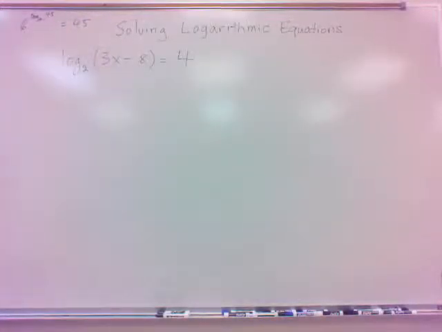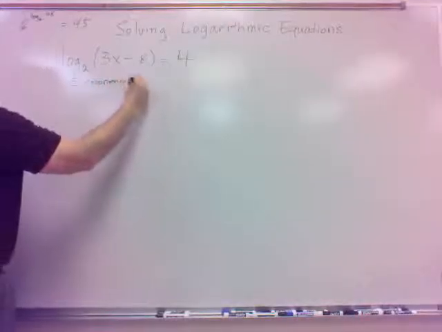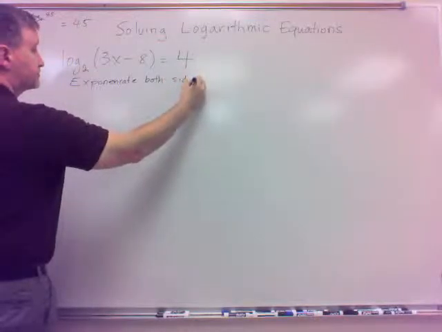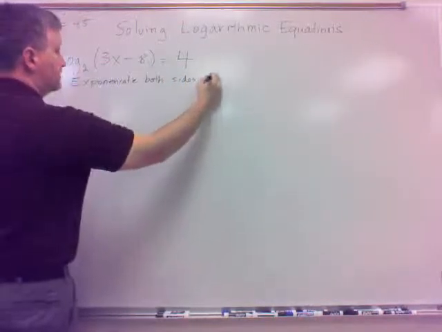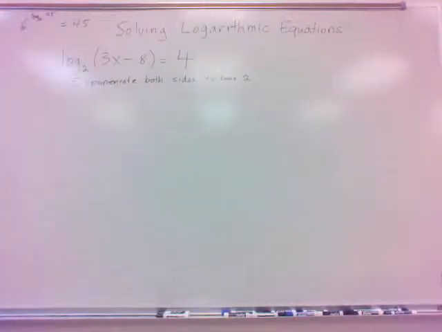Well, I don't have that here, but what I'm going to do is introduce that into this equation, and it's called exponentiating both sides, or introducing an exponential. So I'm going to exponentiate, big word, both sides to base 2. And hopefully you can guess why I would pick base 2 here, because that's the logarithm base, right? I've got logarithm base 2, so I'm going to exponentiate.